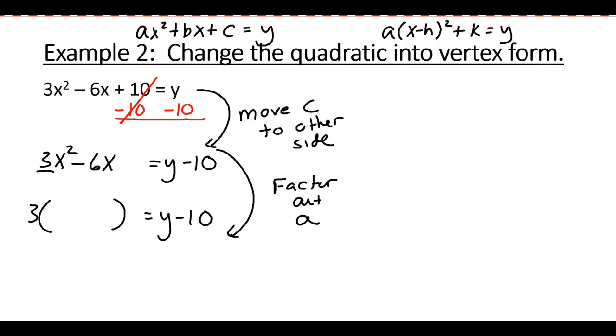Now, if I divide this by 3, what would be left there? 1x squared. And I don't need to write the 1. I'm just going to put x squared, but it is 1x squared. And if I divide this by 3, what will I have left there? Minus 2x. All right? So I got 2 numbers out of the way that are not part of the perfect square trinomial that I want to create. I got rid of the 10. I got rid of the a.